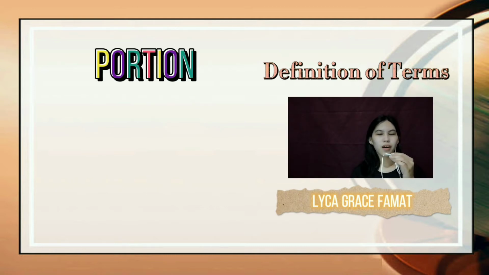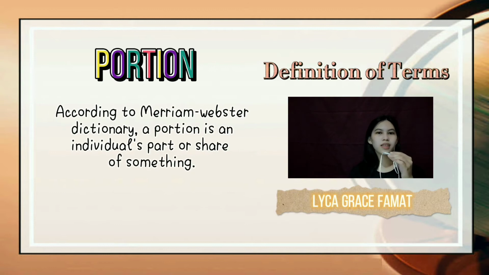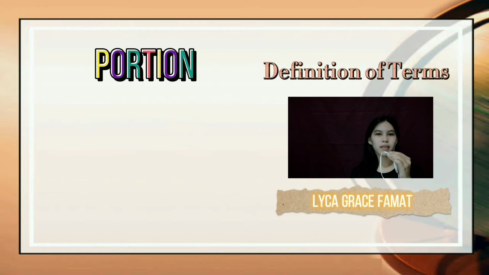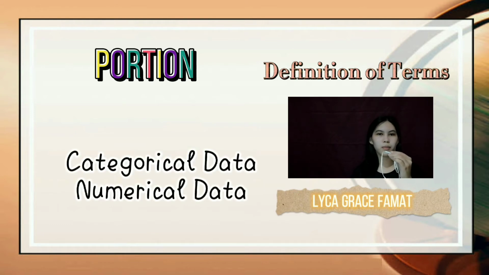Next, we will tackle portion. According to Merriam-Webster Dictionary, a portion is an individual's part or share of something. In a circle graph, a portion is just like a slice. It is also used to represent a part of a whole. Portions are labeled according to the categorical and numerical data it represents.